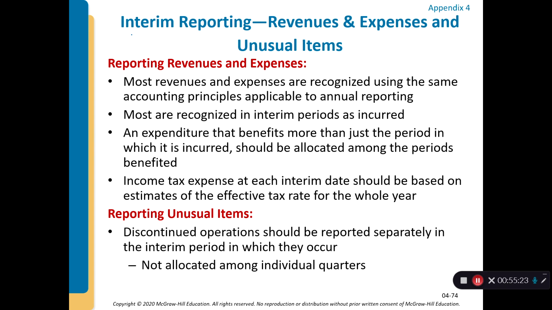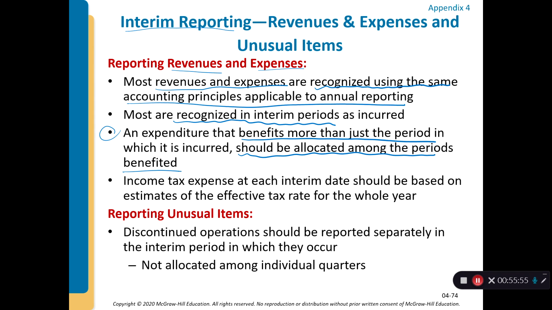So when we're doing interim reporting, how do we report revenue and expenses and unusual items? Regarding revenue and expenses, most of them have to be recognized using the same accounting method applicable to annual reporting, and most are recognized in the interim periods as they are incurred. What if an expenditure can benefit more than just the period in which it happened? Then it should be allocated among the periods that benefit.